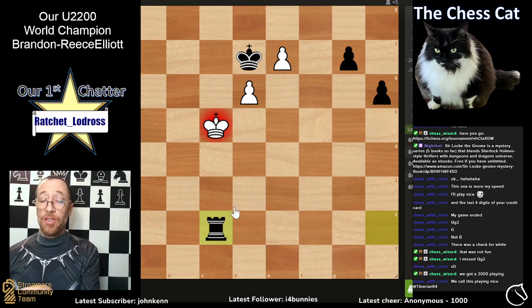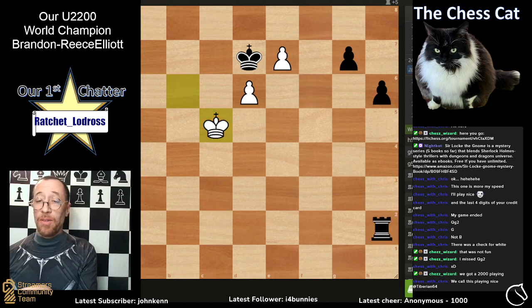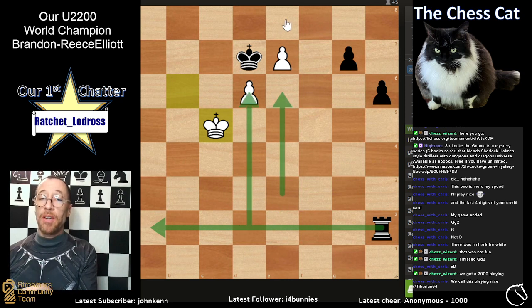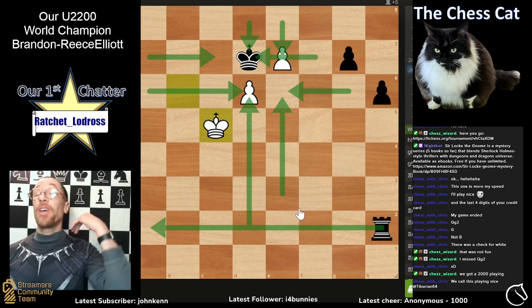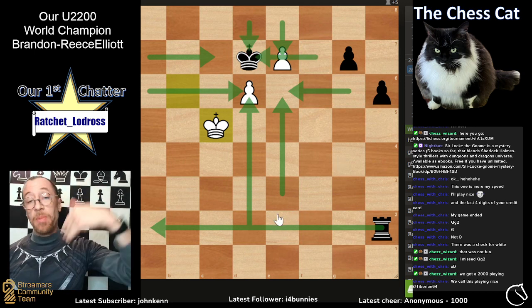Right? No worries. I'll chase you here. So the key is to control that C file. No, the key is the rook belongs behind the passed pawns, not in front. Right, right. Well, behind the passed pawns so that you can control the C file and keep the king out. The principle is rook behind the pawns.